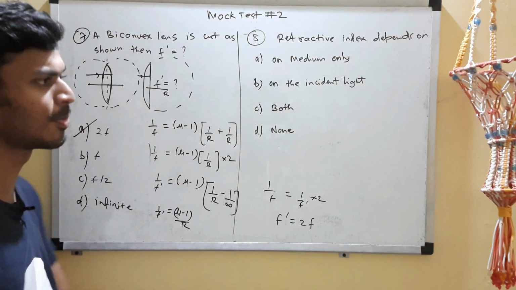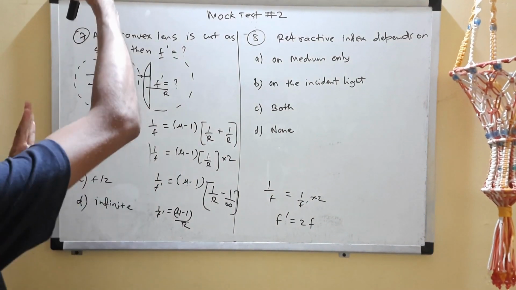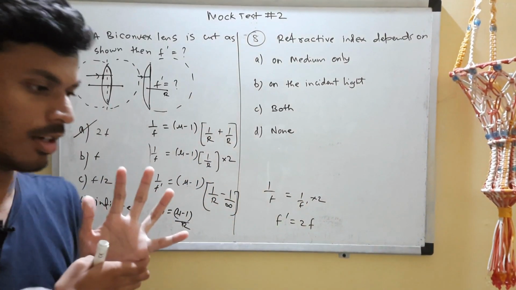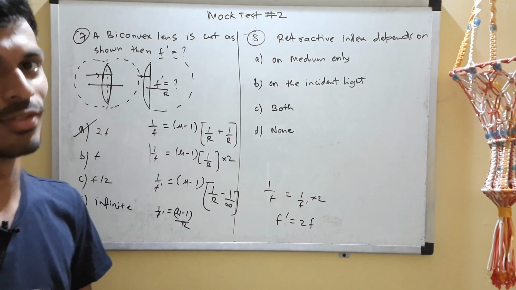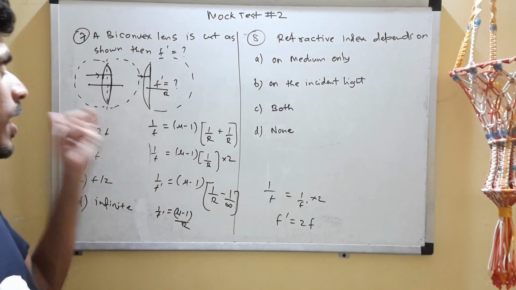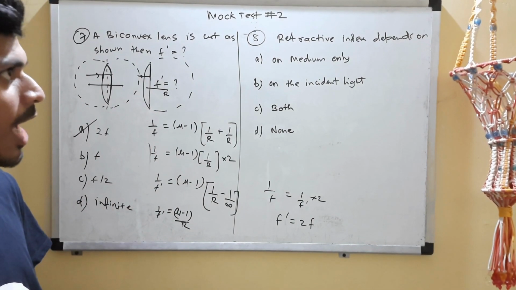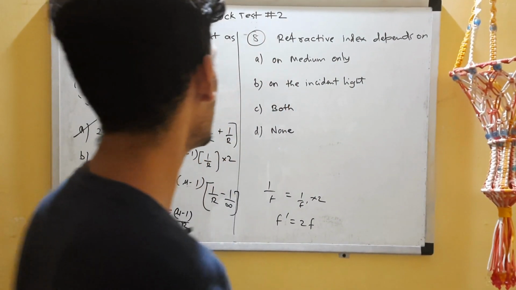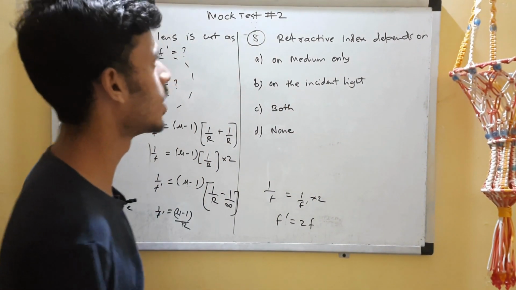Some of you might directly know that when you cut a biconvex lens vertically, the focal length becomes twice the initial. So f dash will be 2 times the original focal length. And if you cut it horizontally, the focal length will not change. That's just a fact. Let's come to question number 8.